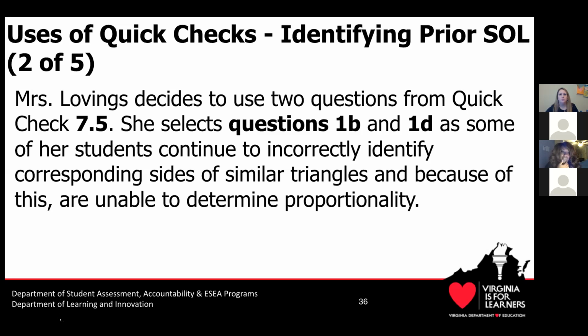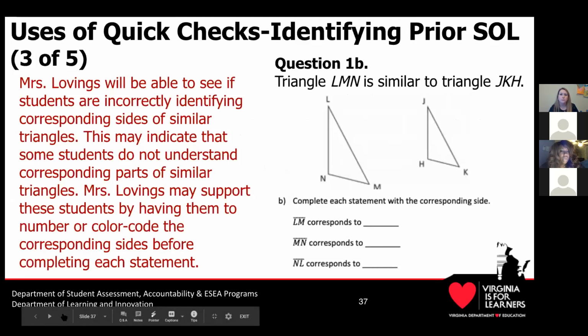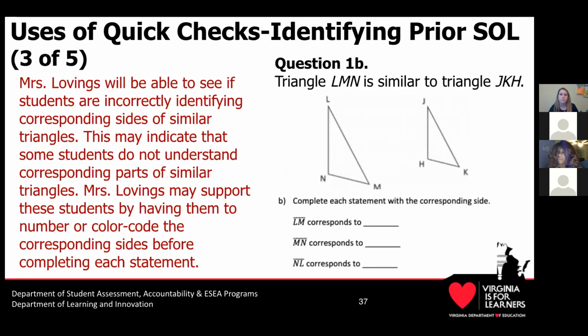So Mrs. Lovings in this situation decides to use just 2 questions from the quick check for 7.5. She looks at questions 1B and 1D as her students are struggling with identifying corresponding sides of similar triangles. And because of this, they're unable to determine proportionality. So let's look at one of those questions and see what could be the issue. First, she begins with question 1B.